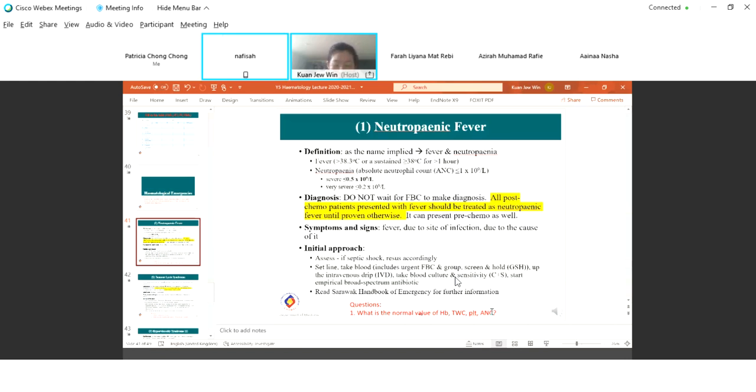So that means instead of remembering the ANC, you remember at least the neutrophil will be 50% of the total white cell normal value. So easier in that way. Okay, so 50% of the total white cell. Good. Let's go through.